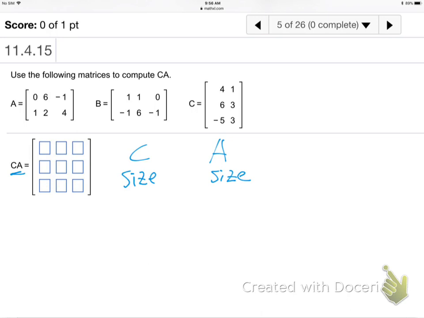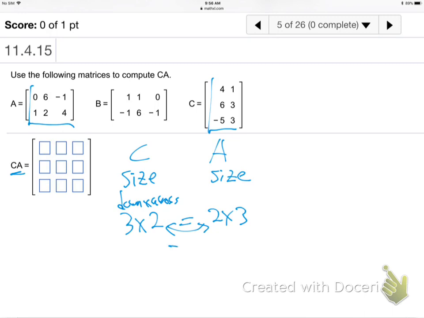Yeah, you always go down first by across. So C is down 3 over 2, 3 by 2. And what's the size of matrix A? Down 2 over 3. 2 by 3. See how the inside numbers match? They're equal, so that's a green light. We can multiply matrix C times matrix A. And what will the size of the answer matrix be? The two outside numbers, 3 by 3. That's why they have a 3 by 3.